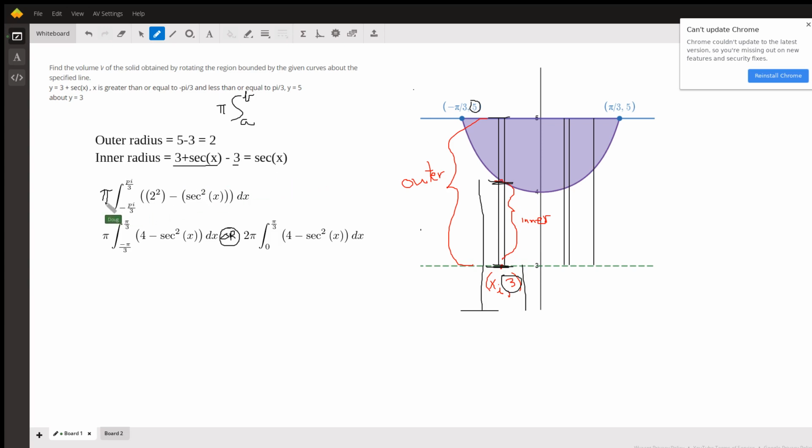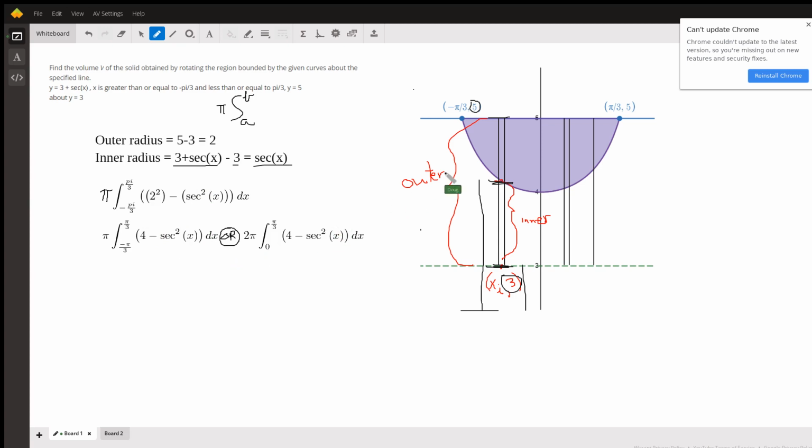So our formula is pi times the definite integral from negative pi over 3 to pi over 3. In other words, these washers are piling up along the x-axis, perpendicular to the axis of revolution. And then the outer radius squared minus the inner radius squared. 2 squared is 4. Secant squared is secant squared.